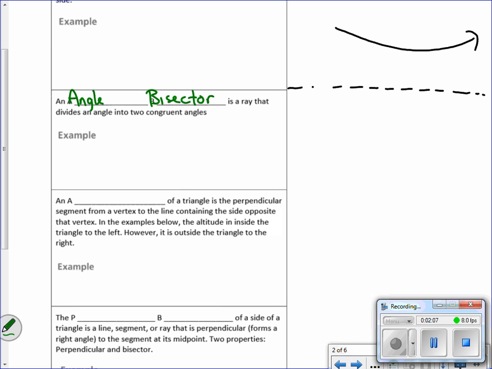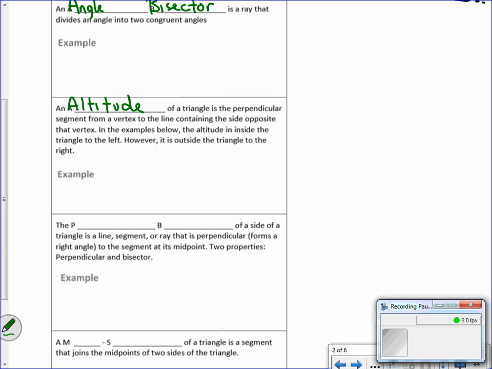An angle bisector is a ray that divides an angle into 2 congruent angles. Now we're dealing with triangles in this section, so the picture at the end is going to be a triangle with an angle bisector. Next up is altitude. An altitude of a triangle is a perpendicular segment from a vertex, that's from a corner. So perpendicular means it's going to create a right angle with another side, okay?